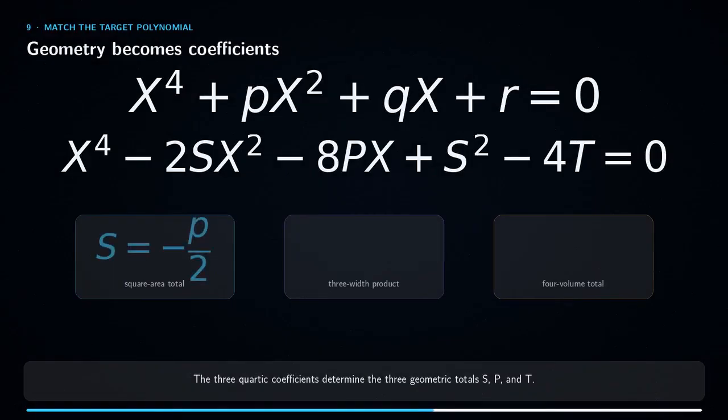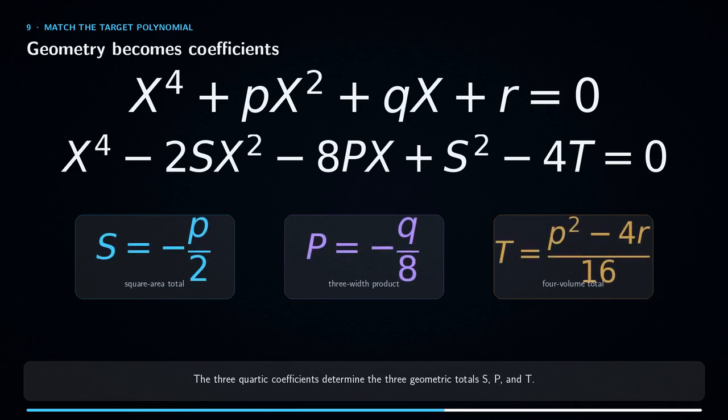Compare the tesseract identity with x to the fourth plus px squared plus qx plus r. Matching the quadratic, linear, and constant terms gives S equals minus p over 2, P equals minus q over 8, and T equals p squared minus 4r over 16.